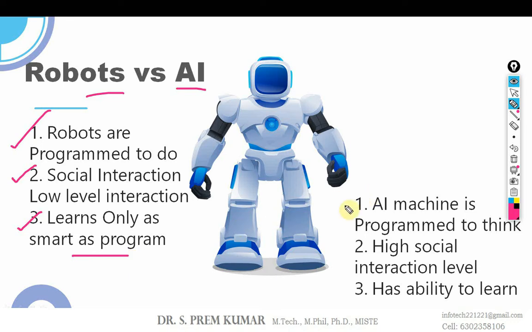Coming to artificial intelligence, an AI machine is programmed to think. The mechanism itself is thinking. It has a high social interaction level and the ability to learn. It can learn by itself. Artificial intelligence has the capacity of self-learning. Depending upon the incoming data, the algorithms get modified and accordingly it acts. This is called artificial intelligence.